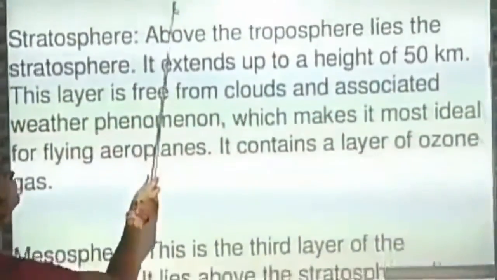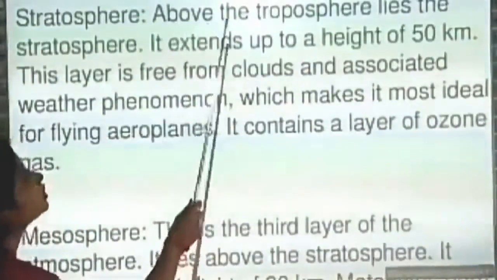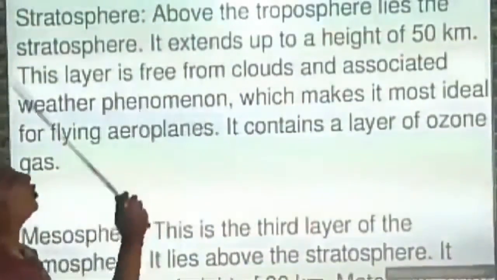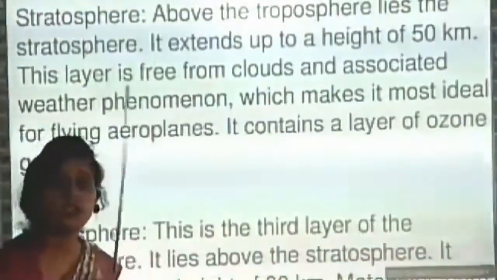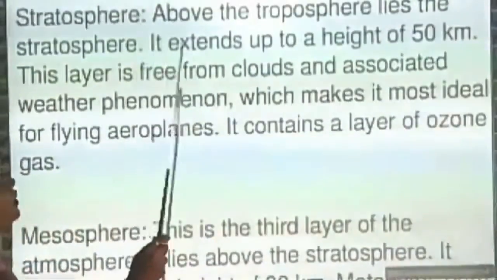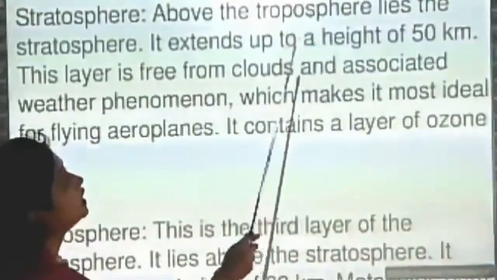Now we come to our next layer, that is stratosphere, and we discuss its features. First, above the troposphere lies the stratosphere. It extends up to a height of 50 kilometers.